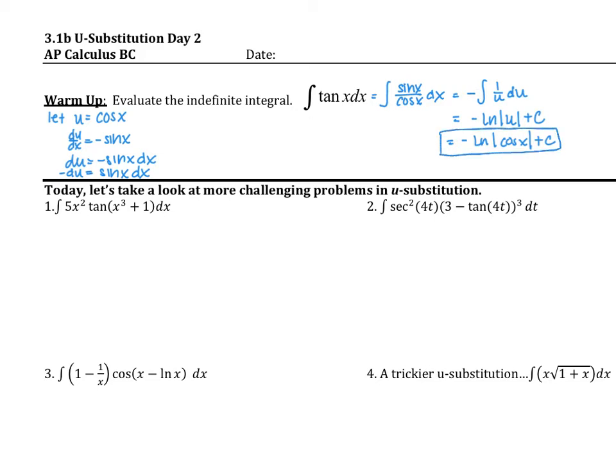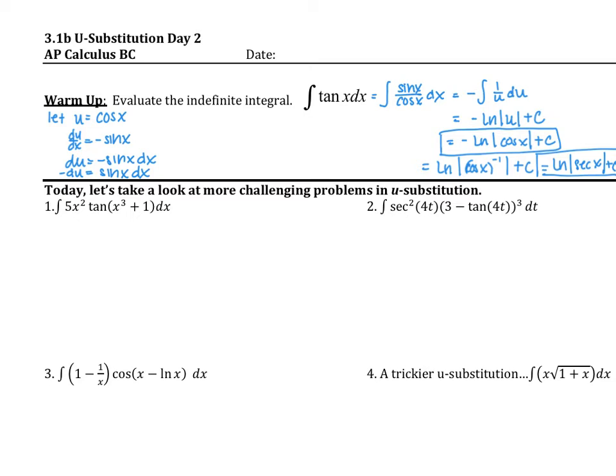However, if you remember our properties of natural logs, that negative could actually be brought up to the argument. So it would be the natural log of the absolute value of cosine of x raised to the negative 1, which is better written as the natural log of the absolute value of secant of x plus c. Note there's a plus c there, but this would be another answer to that same integral problem.